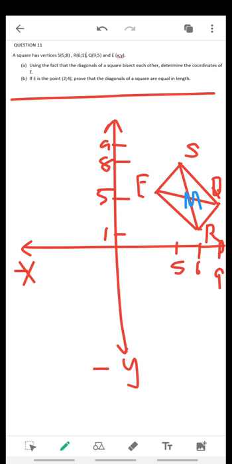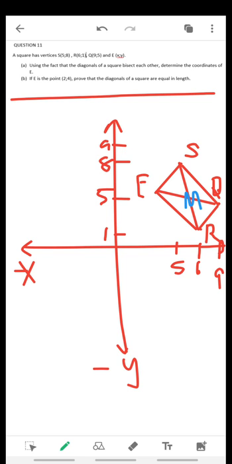Now, we are going to question 11. Example 11. What are they saying here? A square has vertices. Remember, vertices are corners of a shape. A square has vertices S (5, 8), R (6, 1), Q (9, 5), and E (x, y). A square. Quickly, let us revise. What do we know about a square?